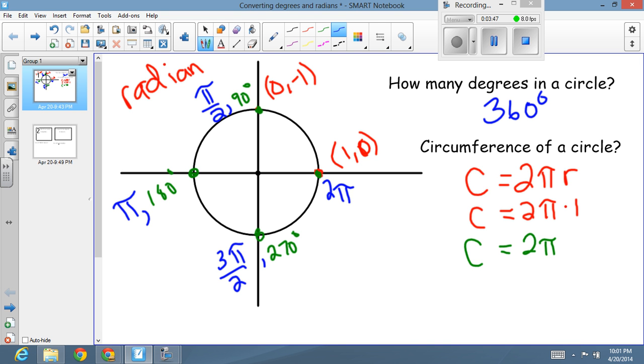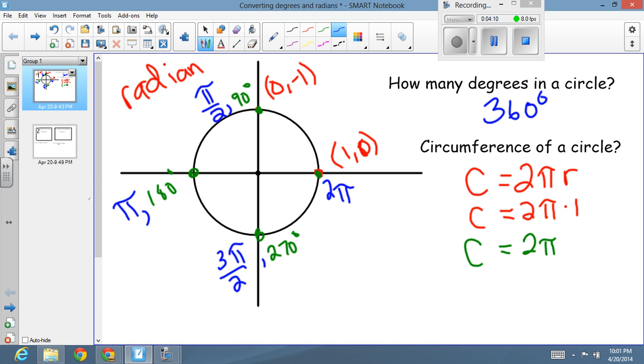Okay, so I start at 0. When I get a quarter of the way, that's half of pi. When I get half of the way, that's pi. When I get a little bit further there, that's 3/4 of a pi, or rather 3/2 pi. And then the entire circle has a circumference of 2 pi. This is the beginning of what we're going to call the unit circle.